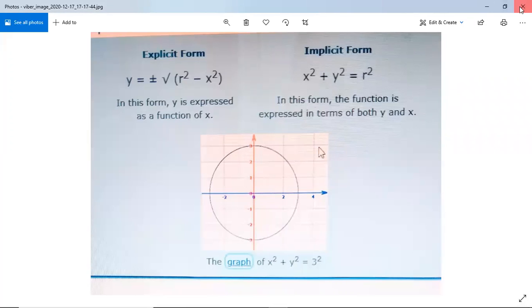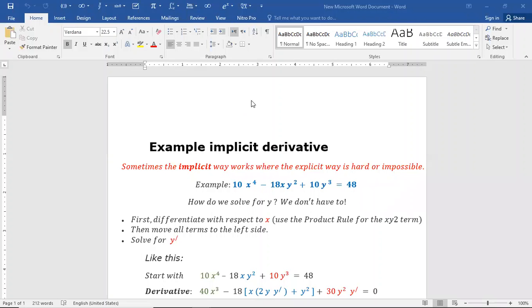Look at this example now. We have 10x to the power 4 minus 18xy square plus 10y to the power 3 is equal to 48. Can you write y in terms of x? It's not easy, it's hard to write it. Then we use implicit derivative.